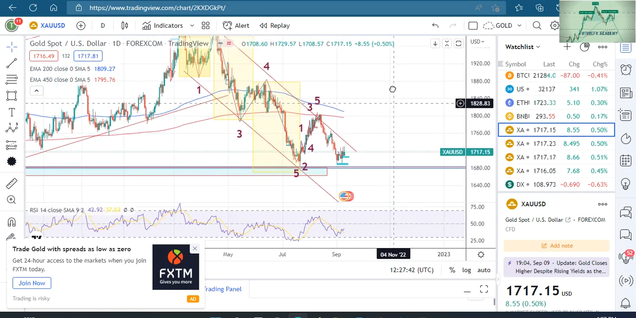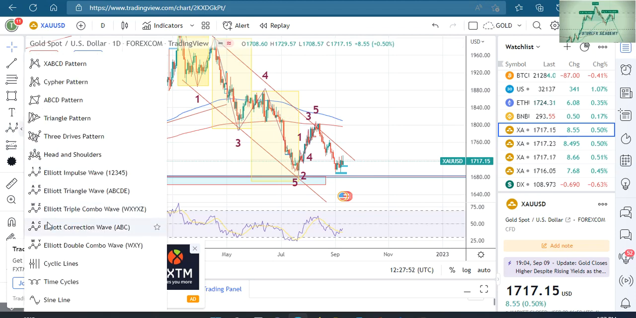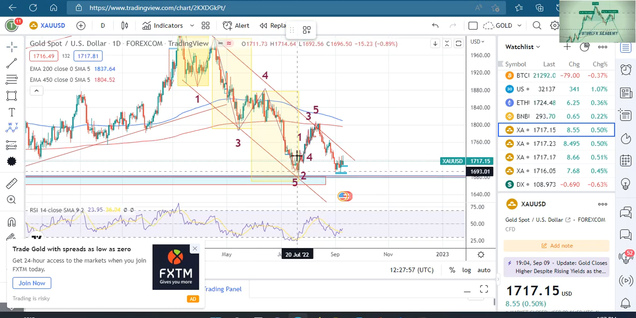Because currently, this third wave I'm seeing here is expected to be the last leg on wave XYZ, supposed to be wave WXY, whichever way we are counting it, whichever way. You understand?